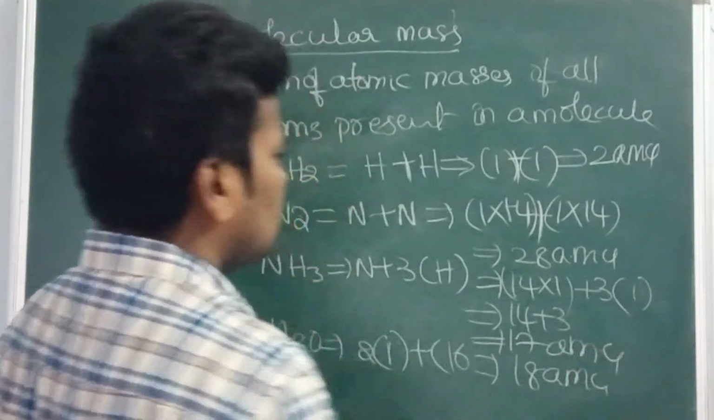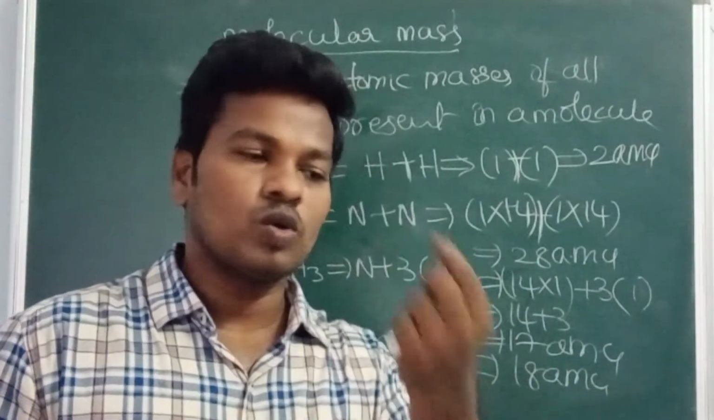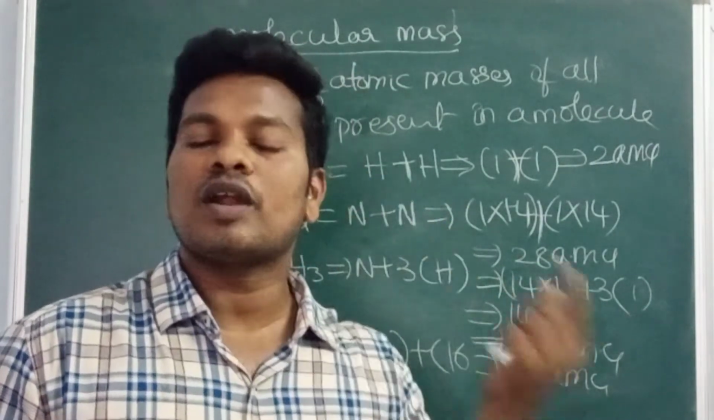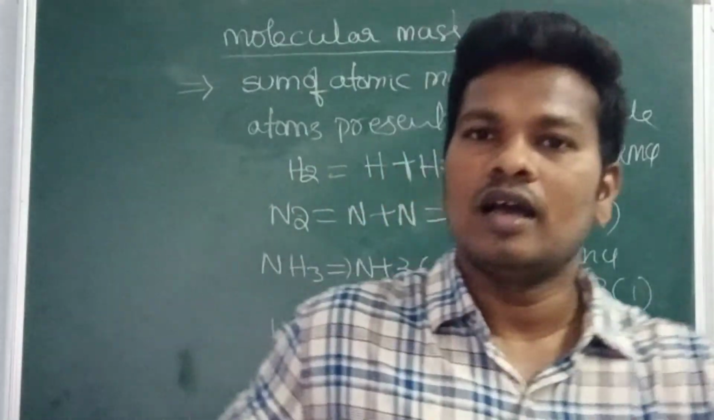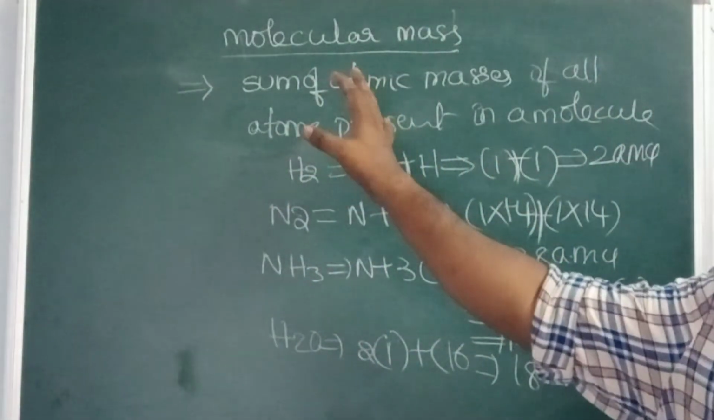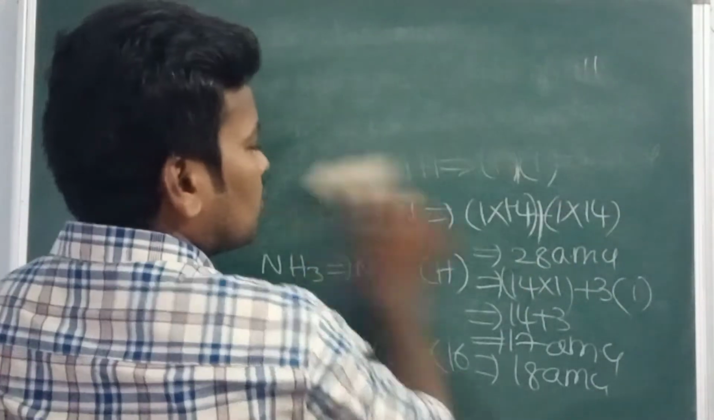AMU. Simple. First of all, we have to know the atomic mass. Already in our channel, we mentioned how to calculate the mass number of an element. Go through that once and you can get an idea, because some prior knowledge is required. We will take some more examples.